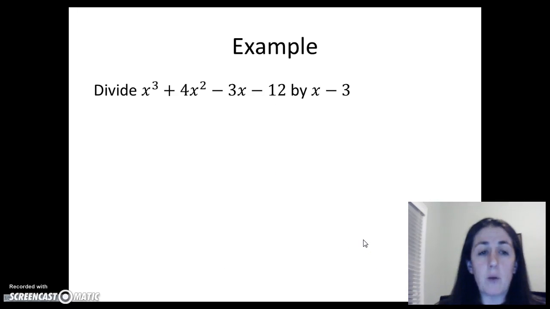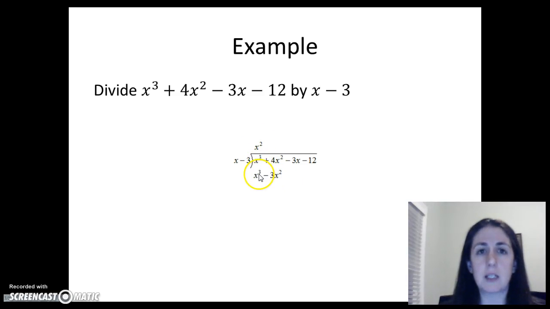Let's do it again. Now we're going to divide x cubed plus 4x squared minus 3x minus 12 by x minus 3. So what we're dividing into goes under the division symbol. What we're dividing by goes on the outside. And we work our way outside in. So x times what gives us x cubed? X squared. Distribute that x squared to both, and we get x cubed, and then x squared times negative 3 is negative 3x squared. Subtract completely.